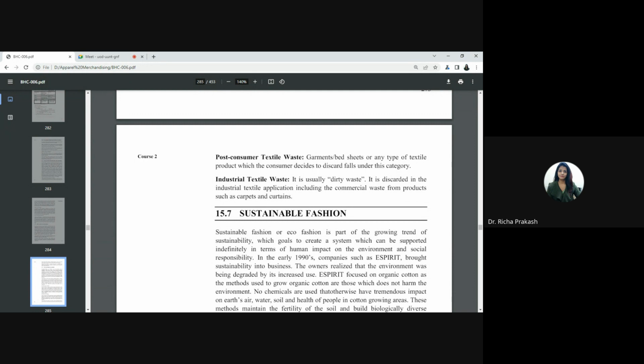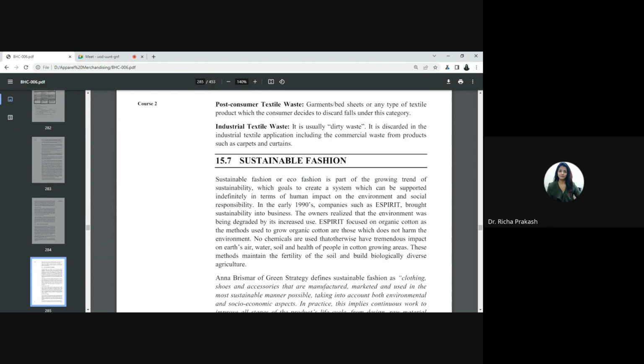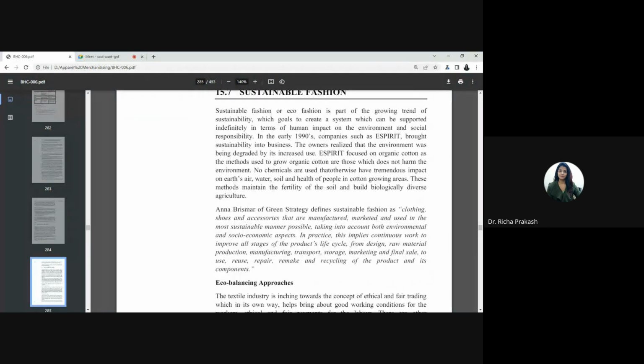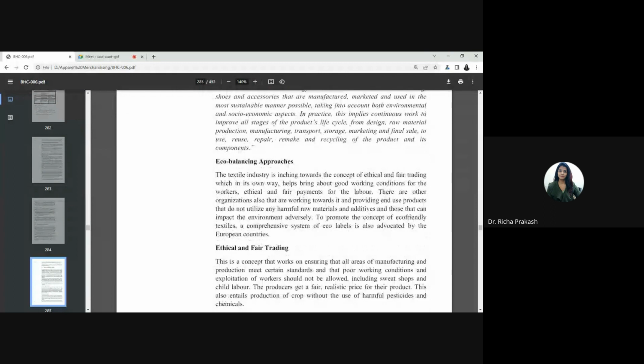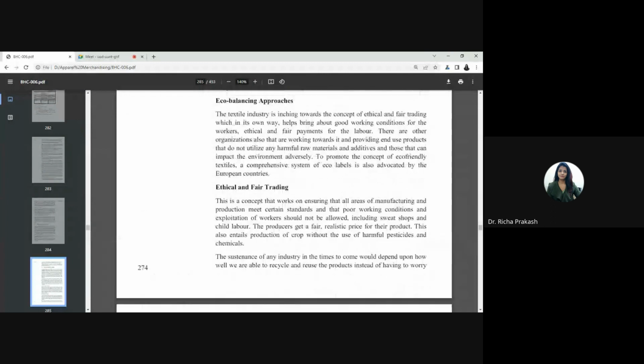So I think we Indians are literally very good at that. So post consumer waste is also very important. Industrial textile waste, it is usually the dirty waste. It is very difficult to recycle it, but to a certain extent we can. Sustainable fashion. So I am using the word slow and fast fashion, sustainability, it's all about sustainability. How sustainable are we making the environment?